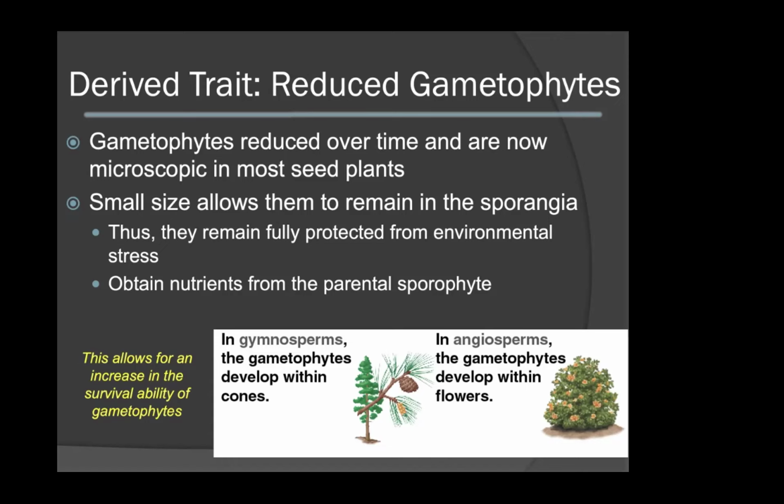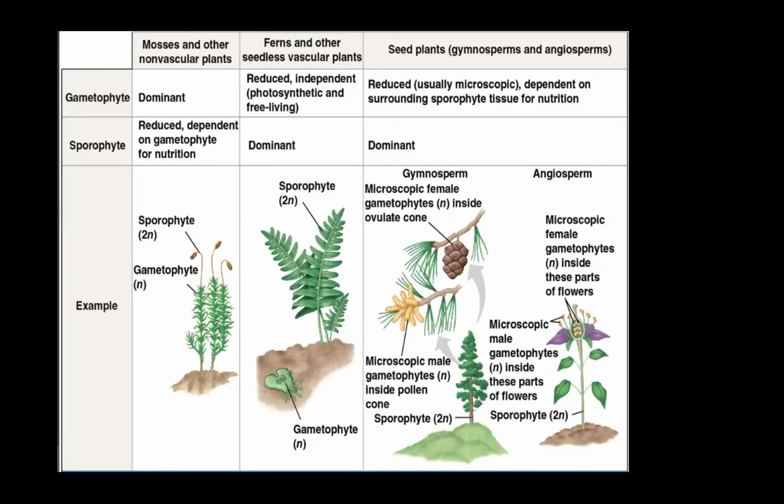In gymnosperms, the gametophytes develop within the cones, while in angiosperms, the gametophytes develop within the flowers themselves. This slide here gives an overview of the difference between the gametophyte and sporophyte stages in the different types of plants. If you recall, in mosses and other non-vascular plants, the gametophyte was the dominant stage, while the sporophyte was very reduced and remained on top of the female gametophyte and was dependent on the female gametophyte for nutrition.